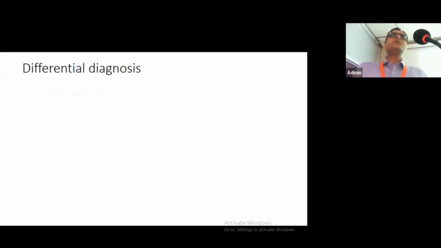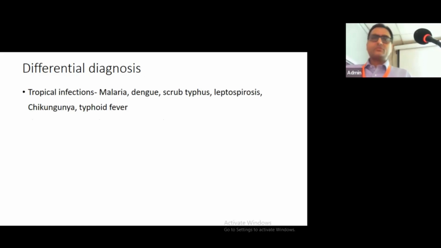So now coming to the differential diagnosis of acute hepatitic illness. If a patient presents to you with jaundice, prodrome, and fever, what differential diagnoses should you keep in mind? The first and foremost diagnosis in our country is tropical infection. This is the season of dengue and malaria. So if any patient presents with acute hepatitic illness, we have to rule out malaria, dengue, scrub typhus, leptospirosis, chikungunya, and typhoid. Differentiation from these diseases is a must.